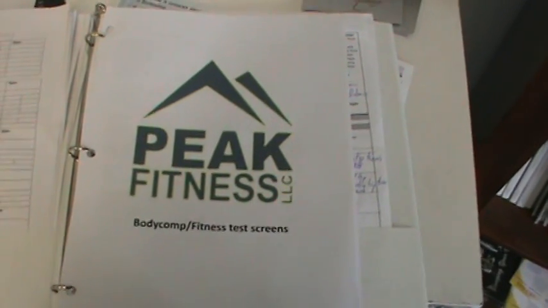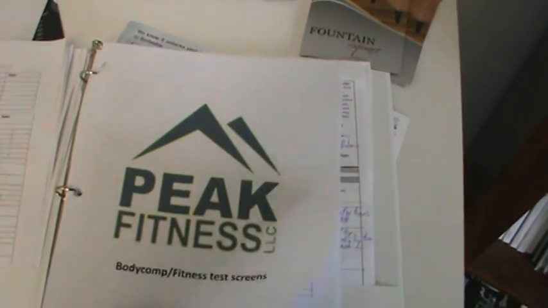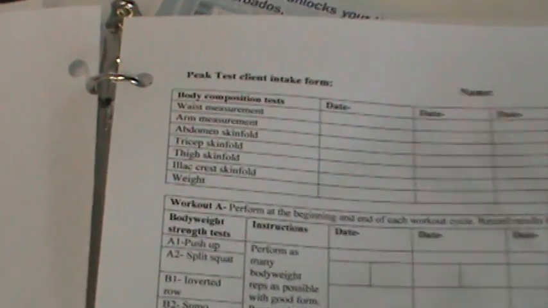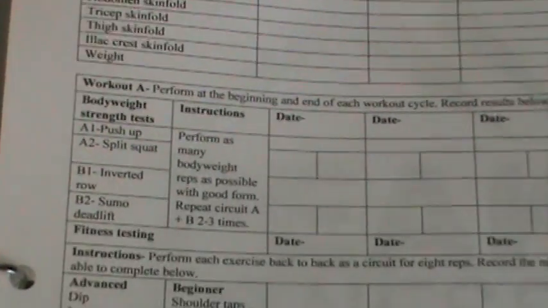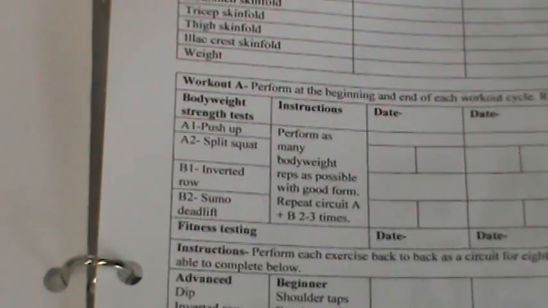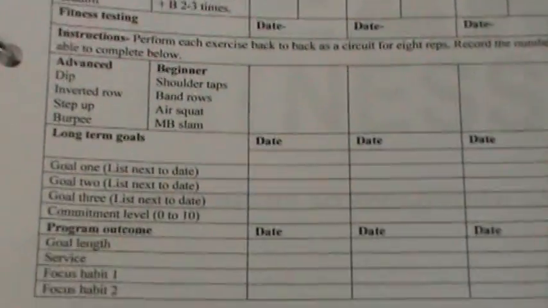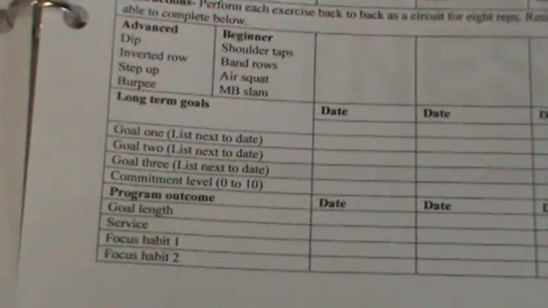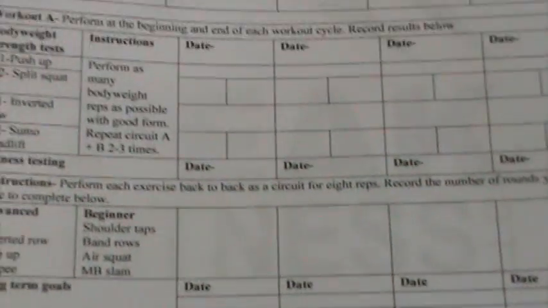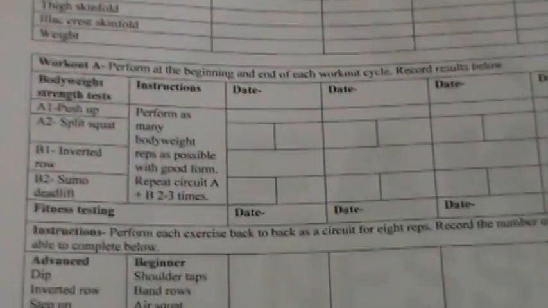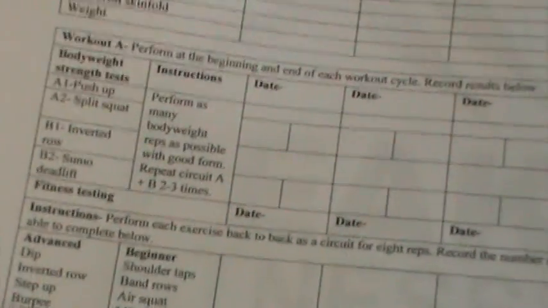So the first thing that we have are our client and fitness testing screens. This is just the client intake form. So we do their body composition, we record their strength, their fitness testing results, and we can just revisit this. We just write down some long-term goals. We can revisit this at the beginning and the end of each of their cycles to see how they're doing, especially if we're dealing with an individual personal training client.